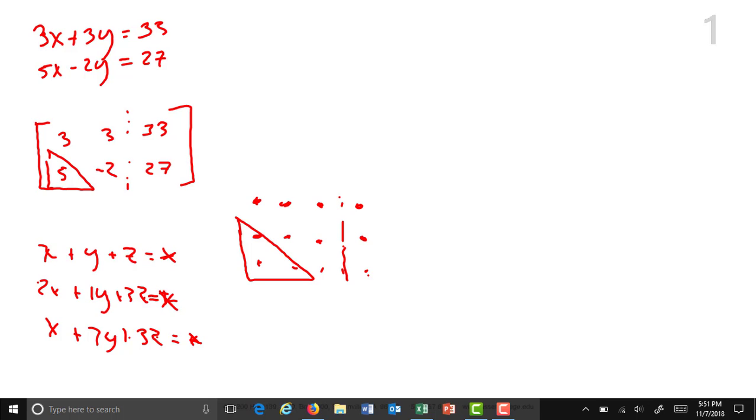So first thing I'm going to do is I'm going to take this guy, and what I'm going to do is I'm going to multiply this by... Well, the first thing I'm going to do is just multiply it by 1/3. I can do that because I'm going to be doing it to both sides. So when I do that and I bring in the 1/3 this way, you see, the result's going to be what? 1, 1, 11. True? And this one's still the same, right? -2 = 27.